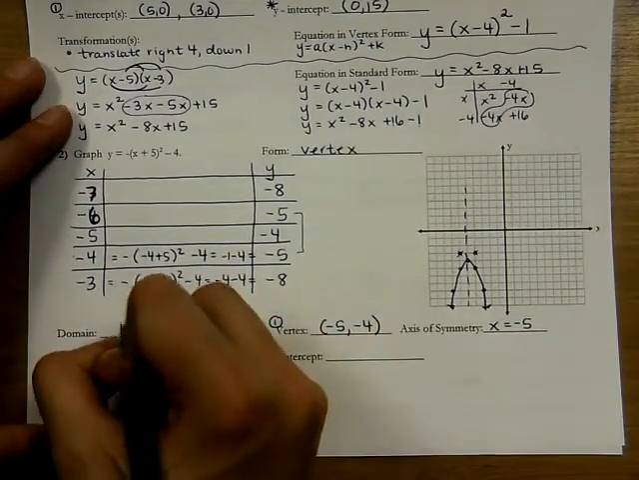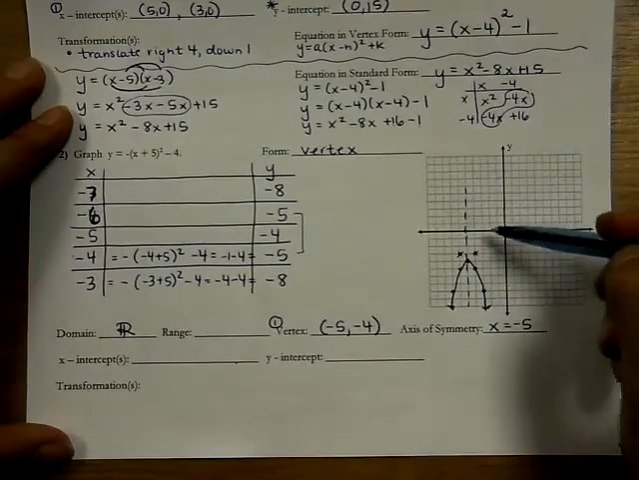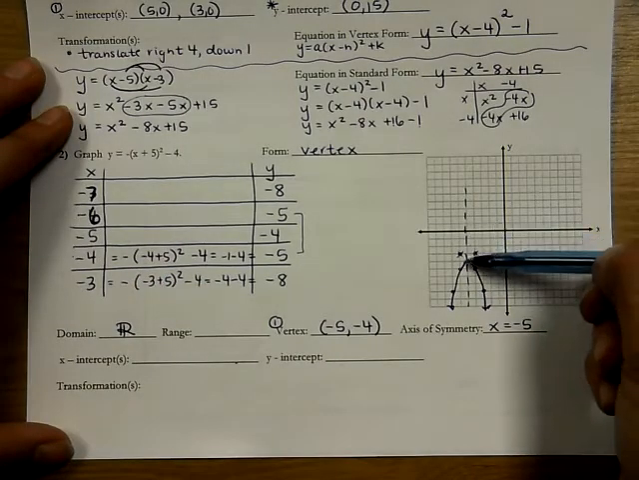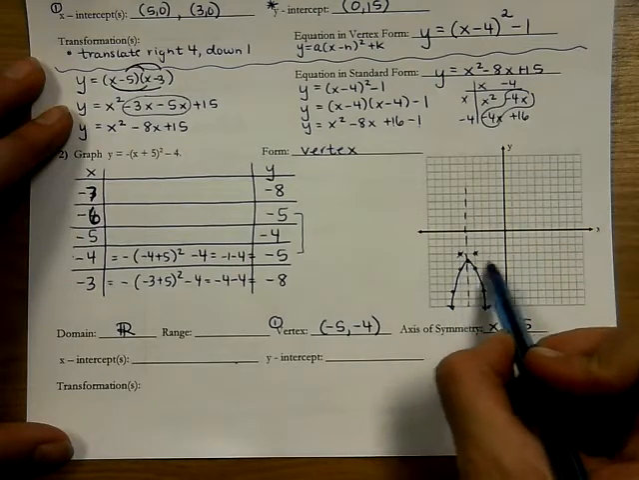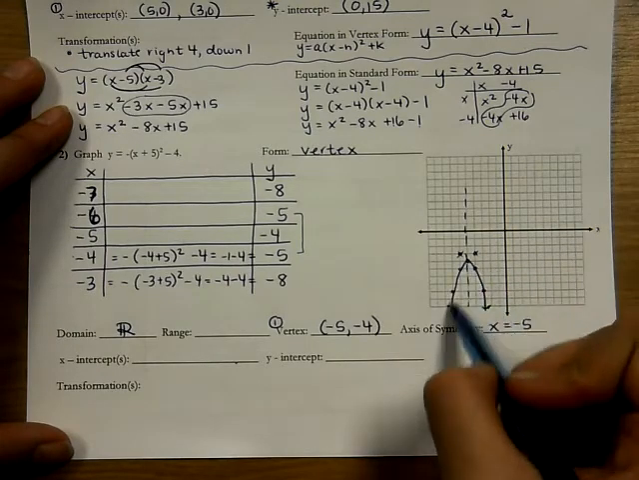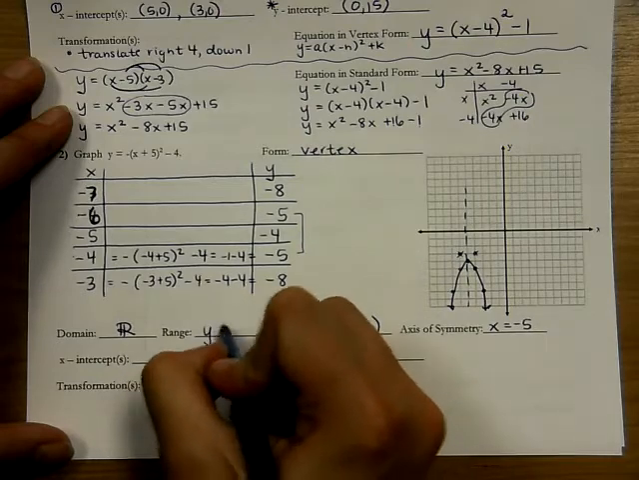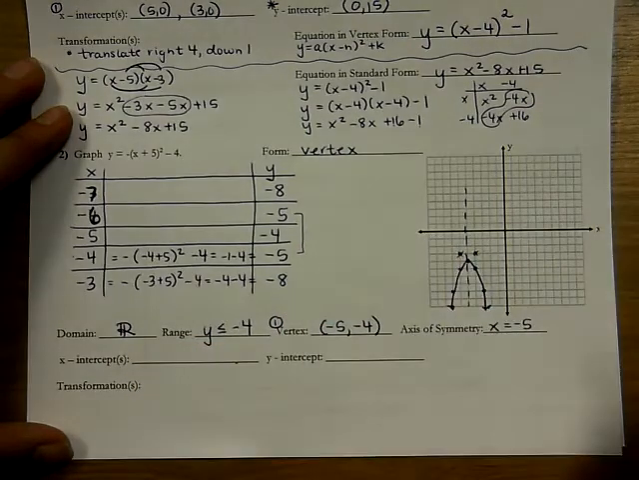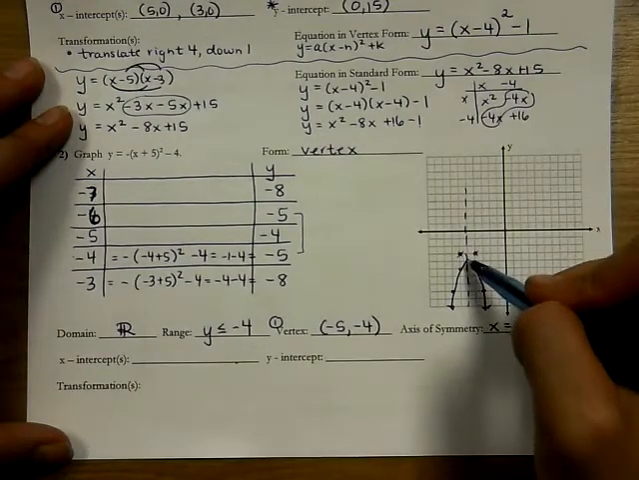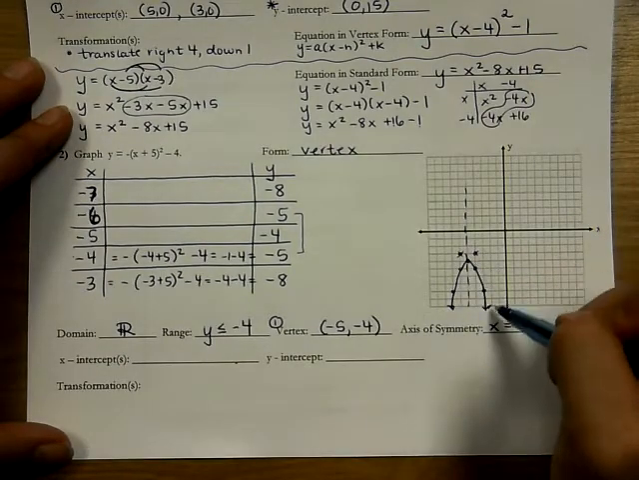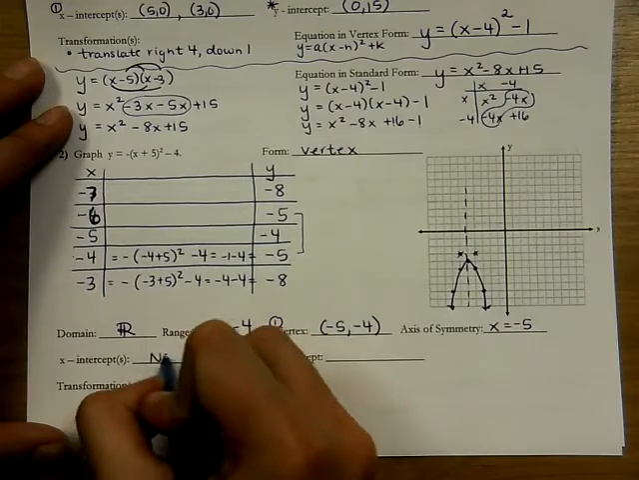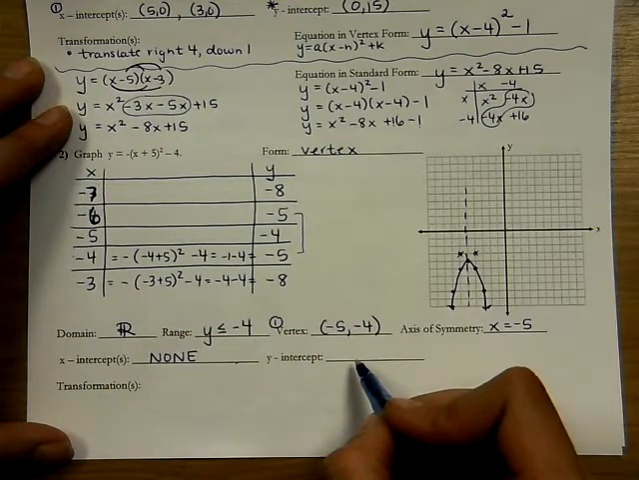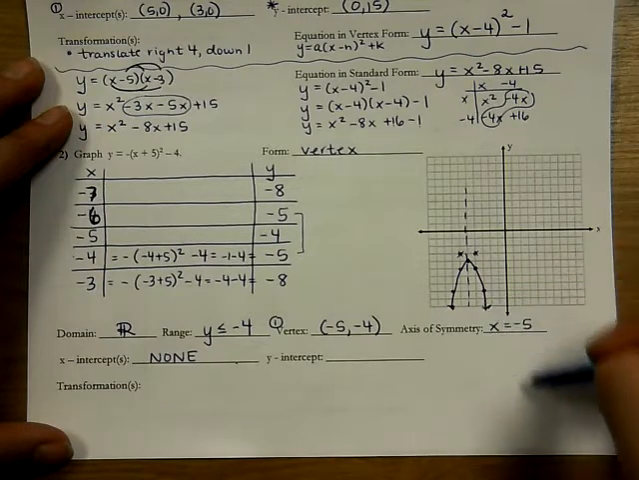My domain, again, is all real numbers. My range this time, because the y values go down forever, but they have a maximum, I have a limit at the very top. That highest y value is going to be negative 4. Everything else is going to be below it. So it's going to be y is less than or equal to negative 4. The x-intercepts, well, if you look at this graph, if the vertex is below the x-axis and the graph's opening down, there are no x-intercepts. The y-intercept, well, keep going down. It's going to be somewhere down here.